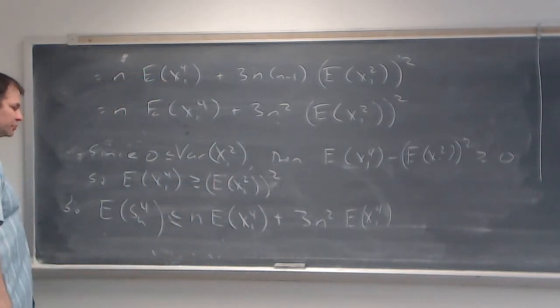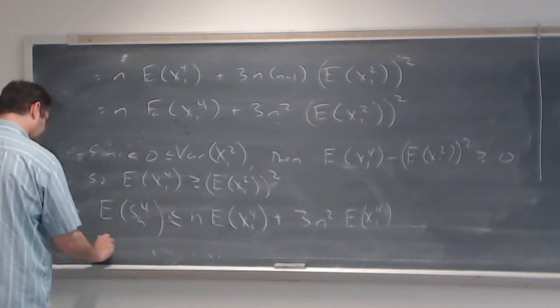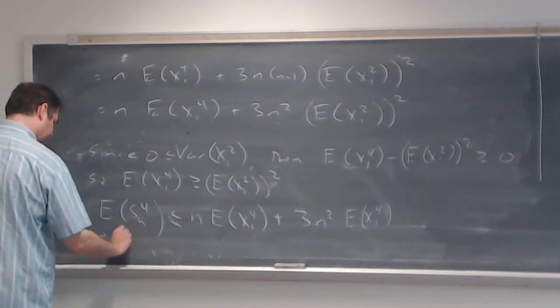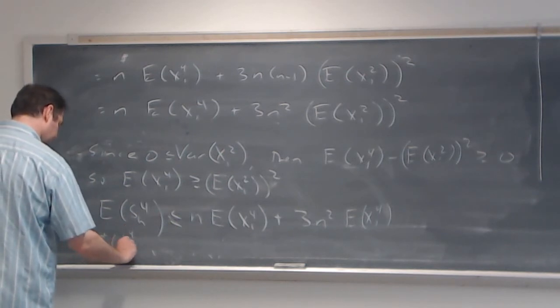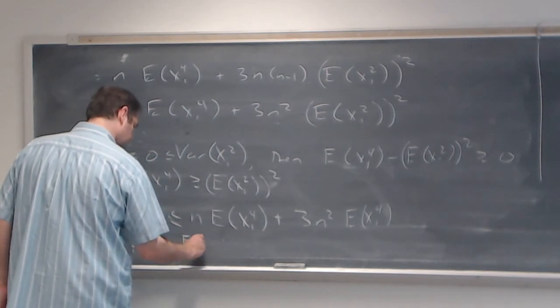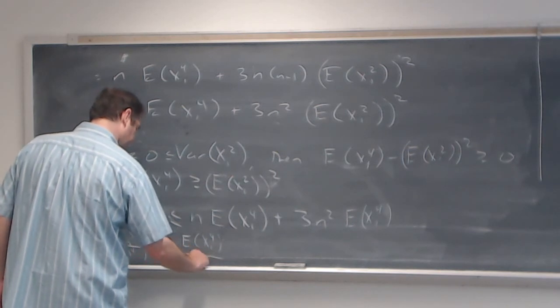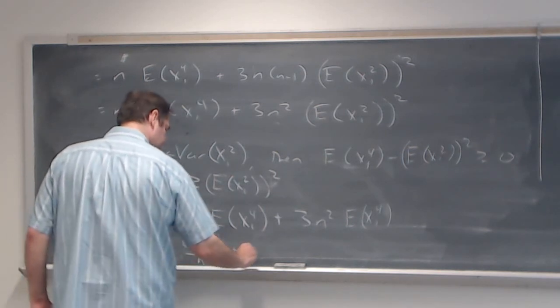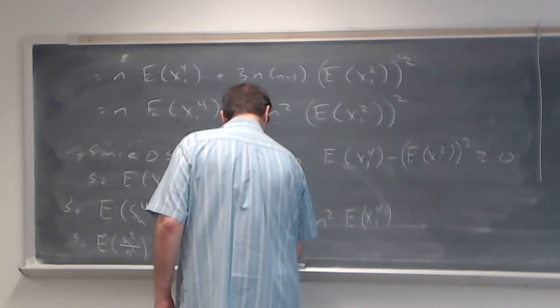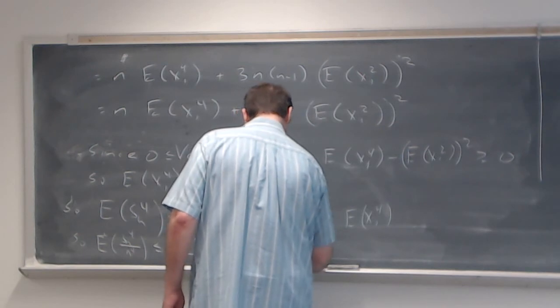And so what I'm going to do is divide everything by n to the 4th. So the expected value, and I can bring that 4th inside, of s sub n over n, raised to the 4th, will be less than or equal to the expected value of x sub 1 to the 4th over n to the 3rd, plus, here this would be 3 times the expected value of x sub 1 to the 4th over n squared.